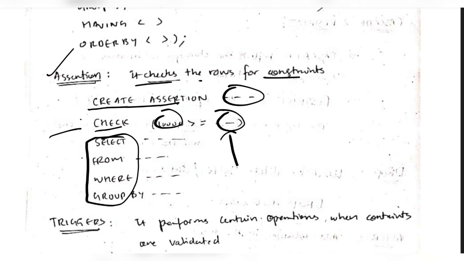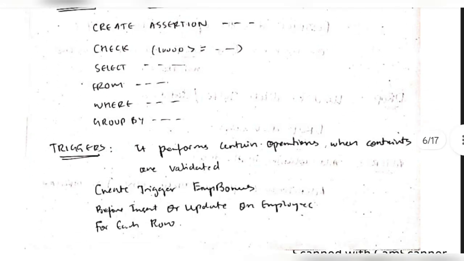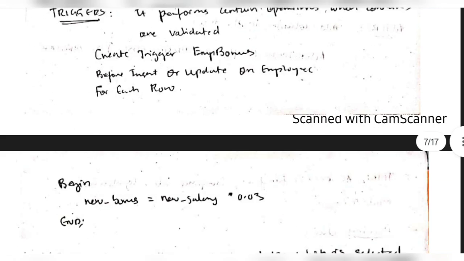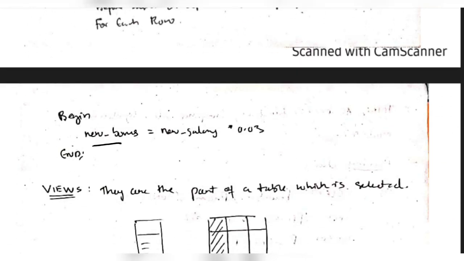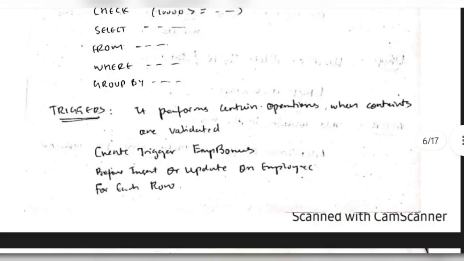The check statement is nothing but the assertion, and a trigger is nothing but what should be done if an assertion is true. For example, if the assertion is true, then update each row with new bonus equal to new salary times 0.03. If I have to increment the salary whenever I get the constraint as true, at that time I will be using this logic defined here. Between begin and end, that is known as a trigger.